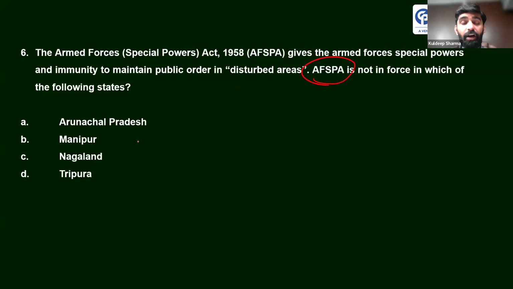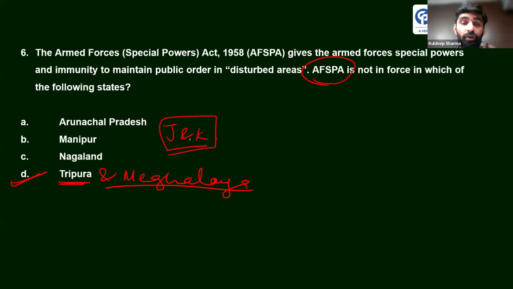So four options, is it Arunachal Pradesh? Is it Manipur? Is it Nagaland or is it Tripura? So answer here is D, Tripura. As of now, AFSPA is not applicable in Tripura and in Meghalaya when it comes to northeastern states. And apart from the six northeastern states, one other state in which it is presently running is the state of Jammu and Kashmir. However, in Tripura and Meghalaya, it is not applicable. It was removed in 2015 and 2018 respectively.